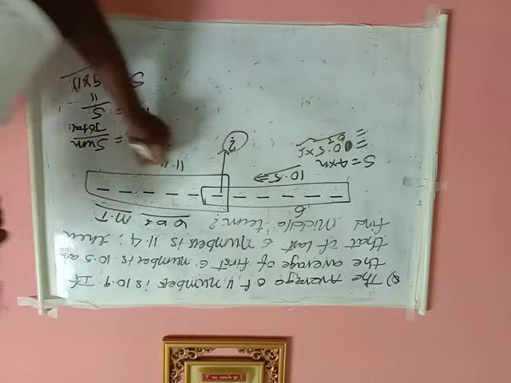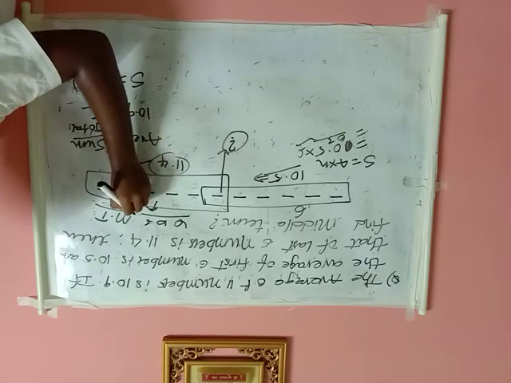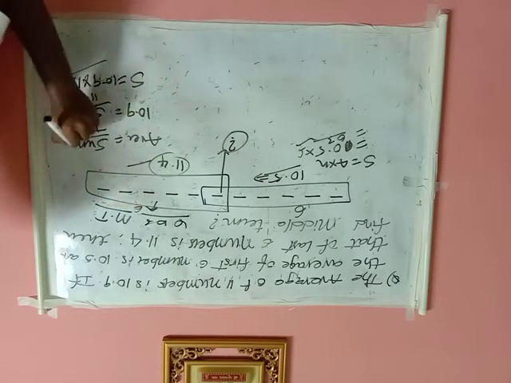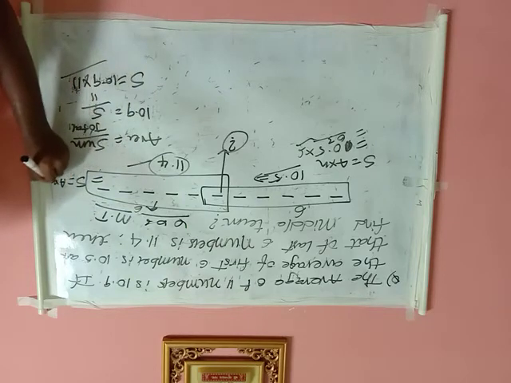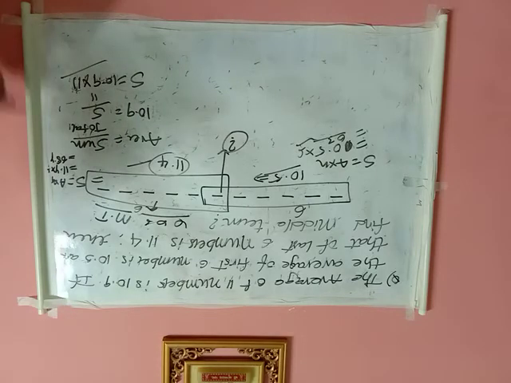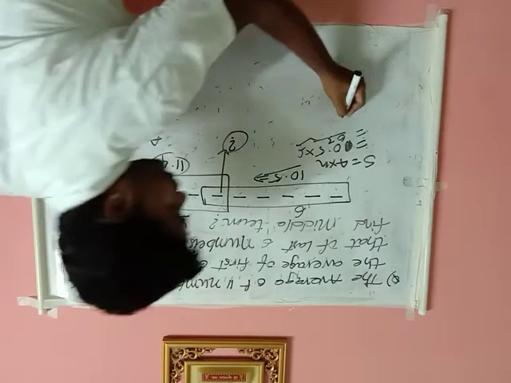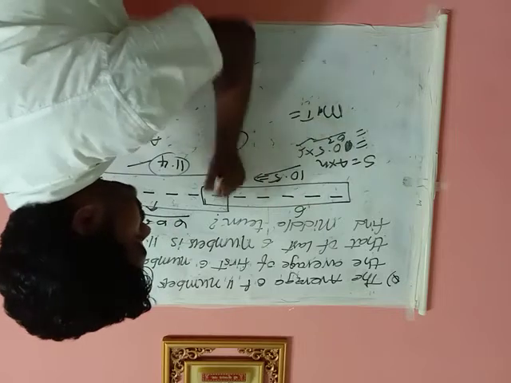Now coming to this, the average is 11.4. How many terms are there? 6 terms. Now what is my sum in this case? Sum is equal to average into n. My average is 11.4 and my n is 6. So 6 into 11.4 is 68.4.